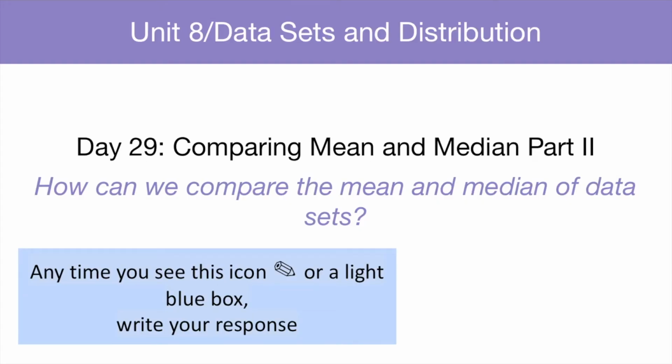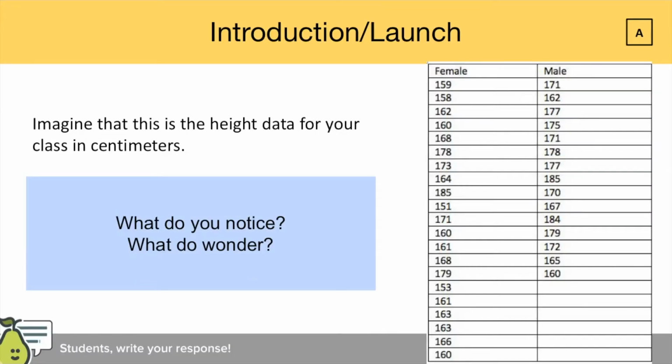6th graders are continuing to work on Unit 8, Data Sets and Distribution. Day 29, Comparing Mean and Median Part 2. How can we compare the mean and median of data sets? For the introduction, students are provided a hypothetical height data for their class in centimeters. They are asked, what do you notice?